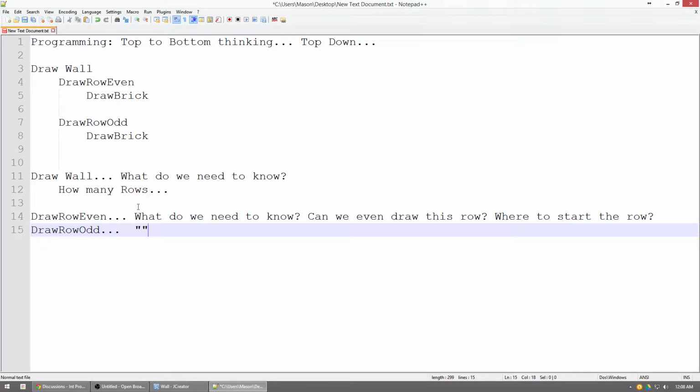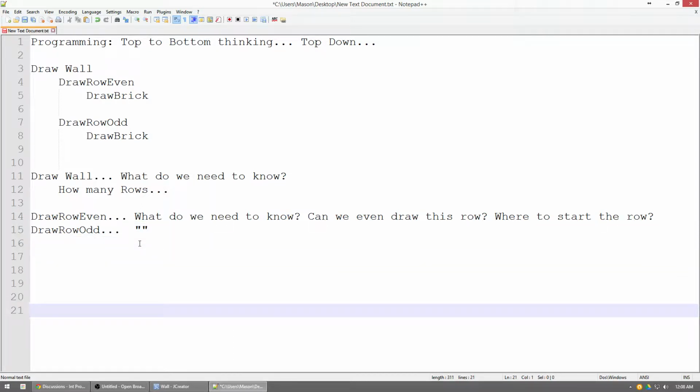And where do we start that row? Because obviously when you're building a wall, you have to start somewhere. So let's say this is our floor for our wall, okay? And then say, alright, so now we have to build our wall.